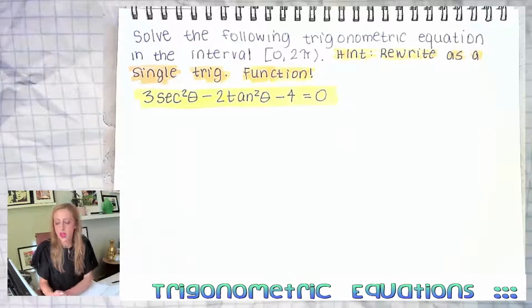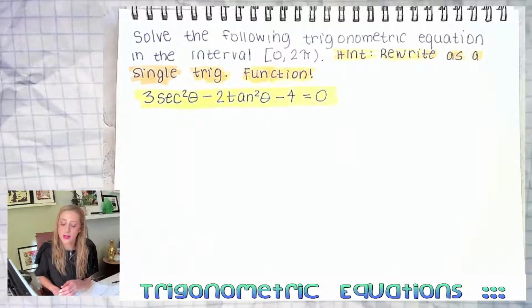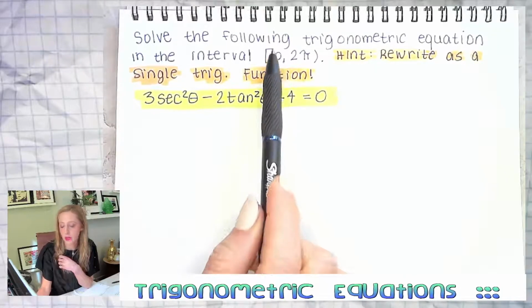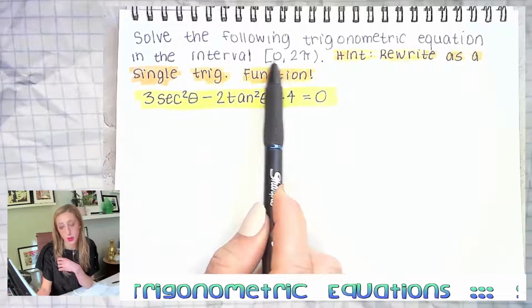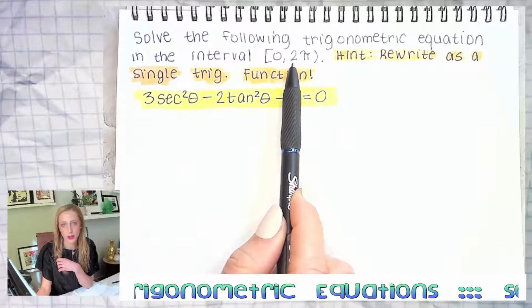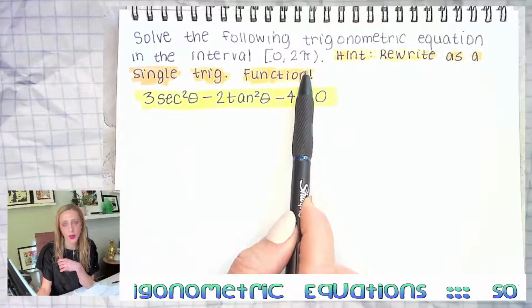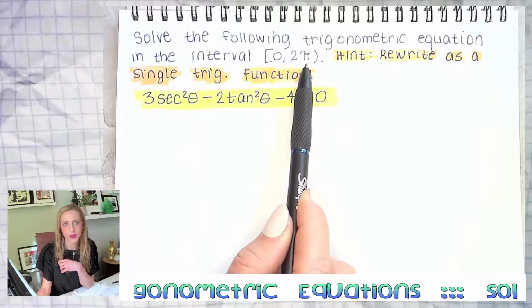All right, solve the following trigonometric equation in the interval. And now my interval this time is written using interval notation. The square bracket means that 0 is included, and that's where we begin, comma, sorry, my dog. From 0 to 2 pi, and the parenthesis means that value is not included.